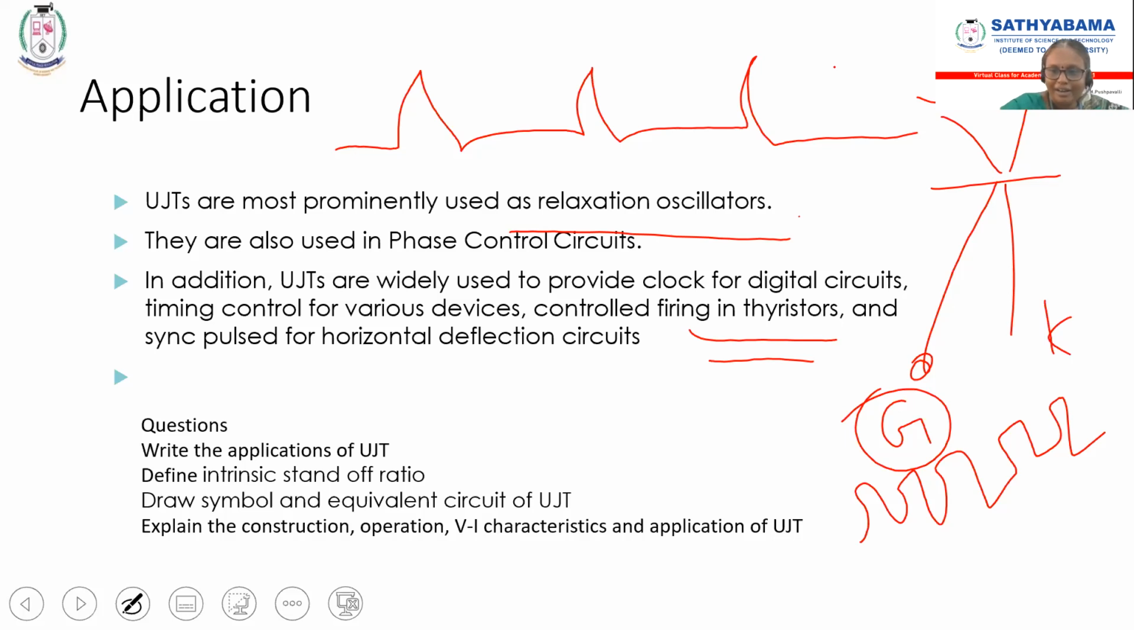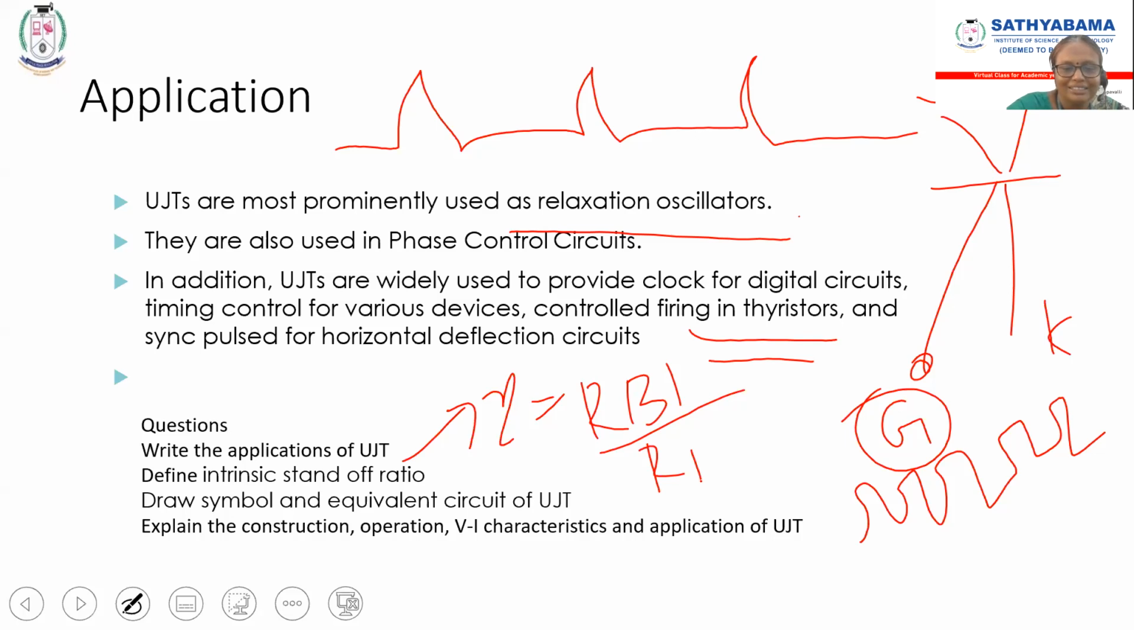Okay. Write the applications of UJT. As I told you, it is mainly used in relaxation oscillators, and to provide pulses for digital circuits, thyristors and all. Define intrinsic standoff ratio. What is intrinsic standoff ratio? Just now I told you, eta. What is eta? Eta is RB1 by RB1 plus RB2.